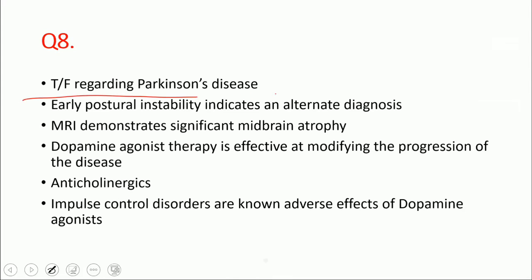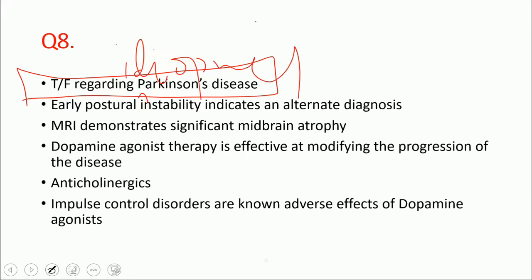Right, so let's test our knowledge in this question number 8. Idiopathic Parkinson's. When you say Parkinson's disease, we are referring to idiopathic Parkinson's disease. Early postural instability indicates an alternate diagnosis is true. That's a feature of Parkinson's plus or atypical Parkinson's. MRI demonstrates significant mid-brain atrophy. So structural brain changes are typically seen with these atypical Parkinson's or Parkinson's plus syndromes.